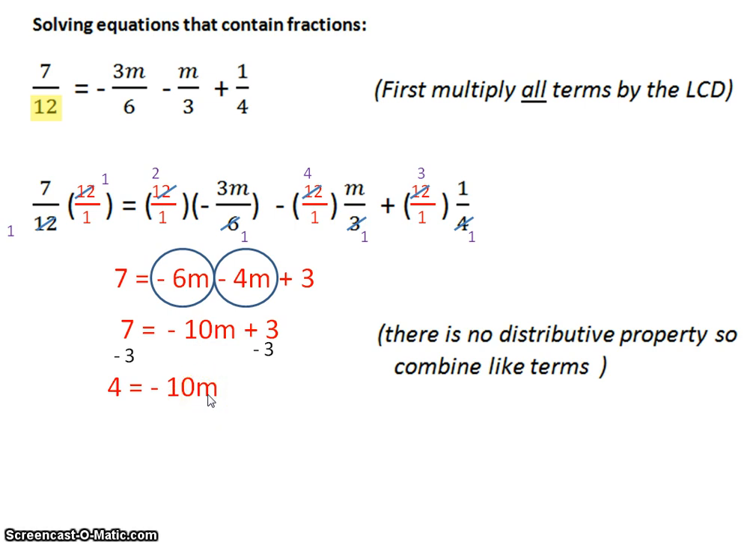M is not quite isolated yet. It's being multiplied by a negative 10. So I'm going to use the inverse operation of multiplication, which is division, and I will divide the right-hand side by a negative 10. I can do that as long as I divide the left-hand side by a negative 10. These negative 10s will divide out because one's in the numerator and one's in the denominator. On the right-hand side, I'll be left with m. On the left-hand side, I'll be left with 2/5. I reduced 4/10 to 2/5. Now remember, it's negative, so my negative sign is going to go in front.